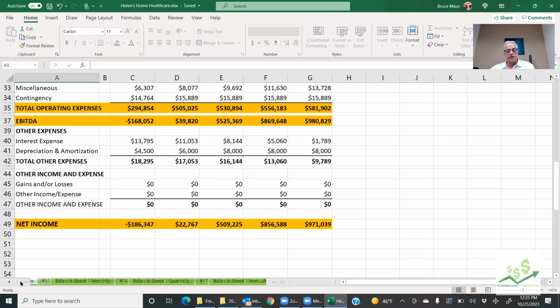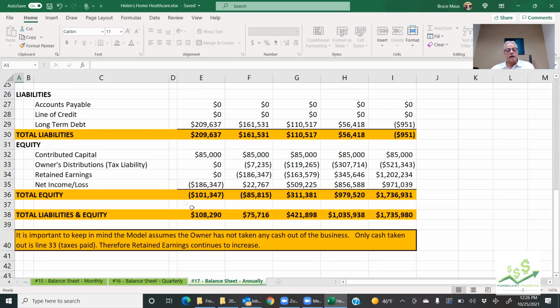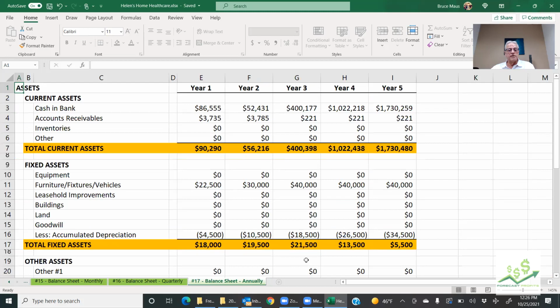Finally, the balance sheet, stated annually. And this will indicate how your business is growing in value, as you see here with total equity. And that's how the model operates. And these are the statements that you would include in your business plan to give to your lender or investor.